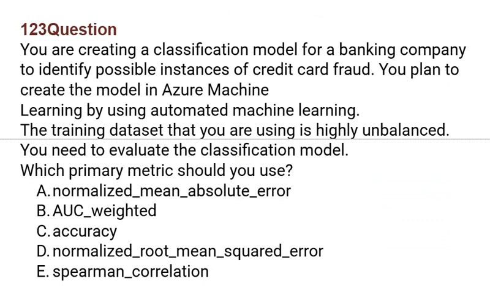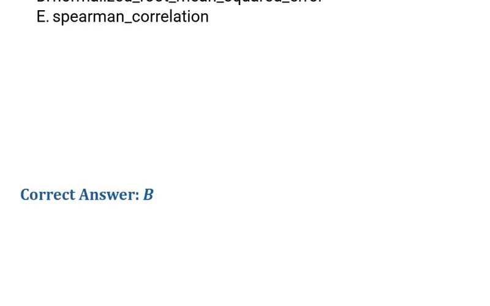Option A, normalized_mean_absolute_error. Option B, AUC_weighted. Option C, accuracy. Option D, normalized_root_mean_squared_error. Option E, Spearman_correlation. Correct answer is option B.